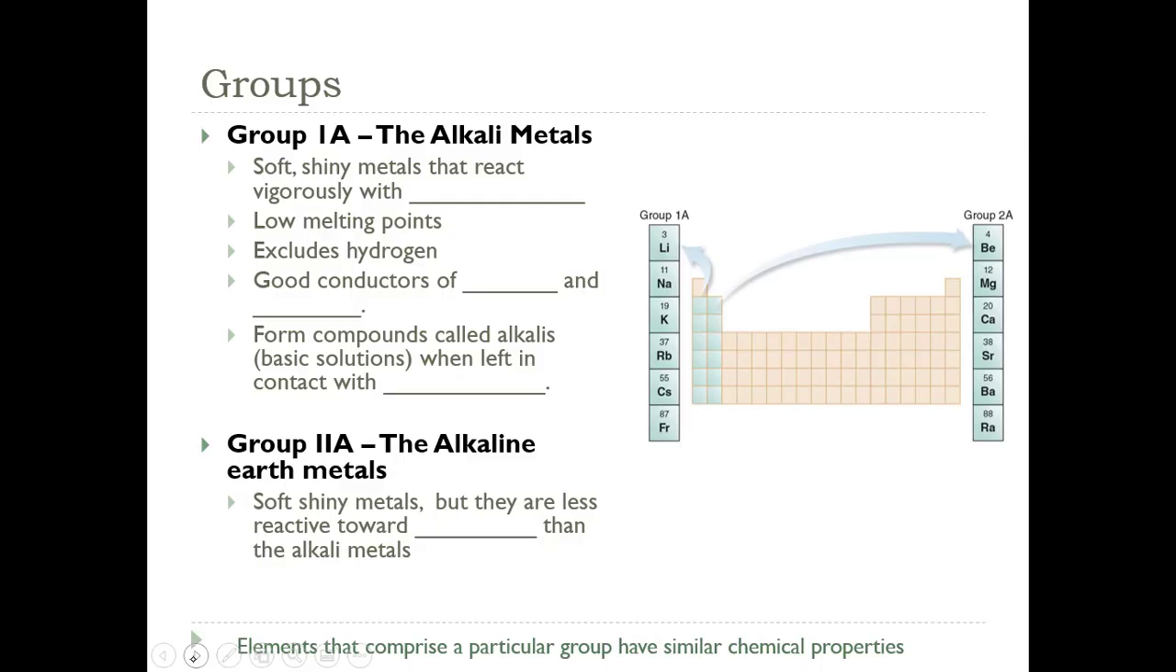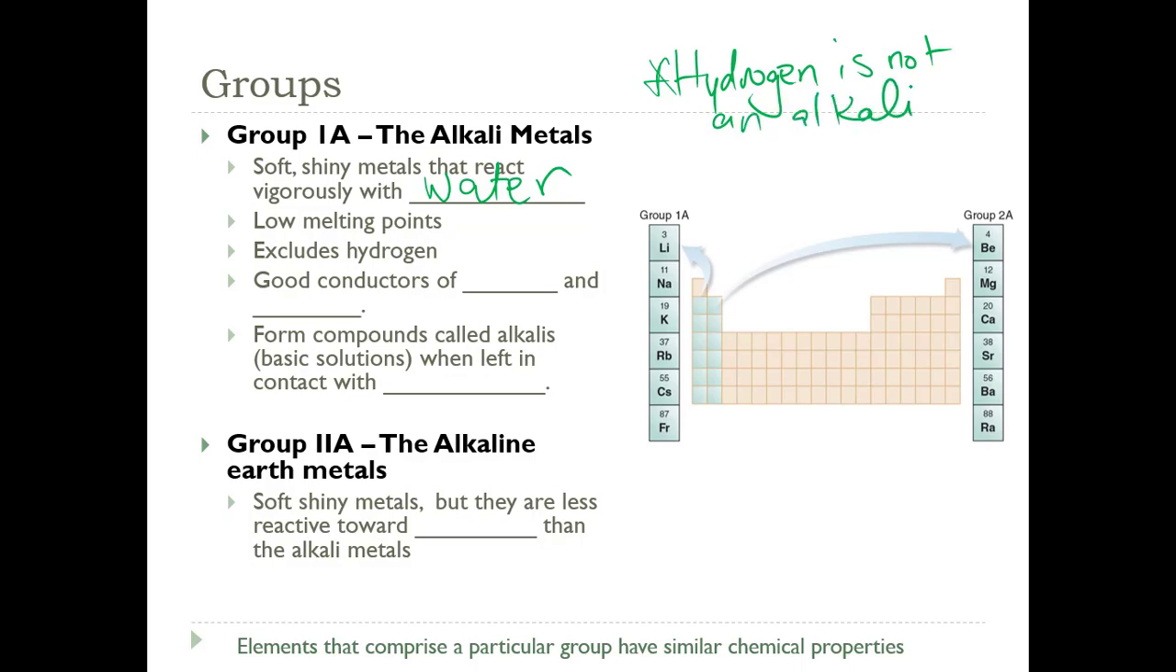So we said that some of the groups have common non-numerical names. So what are those names? Group 1A is also called the alkali metals. These are soft, shiny metals that react vigorously with water. They have low melting points in terms of their physical properties. And even though hydrogen is usually shown at the top of this group, hydrogen is not a member of the group. It's not an alkali metal.